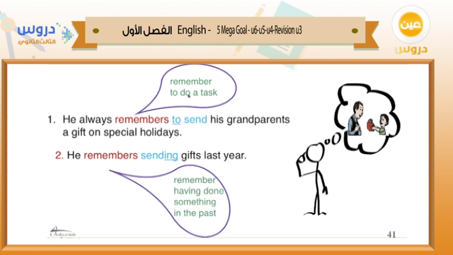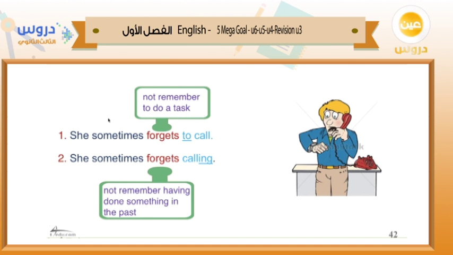Here, remember to do a task is something that he used to do. But the second one, you remember having done something in the past. Remember a particular action in the past, okay? So we use here the gerund. What about number 2, the second verb here, forget?